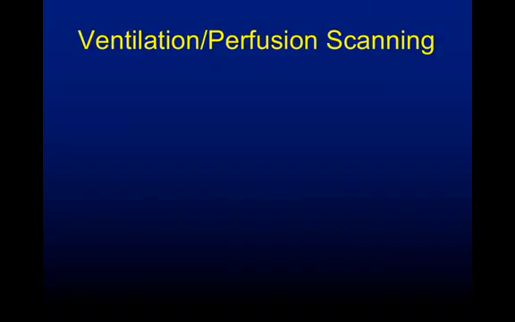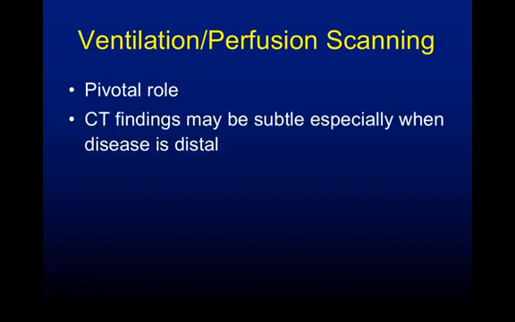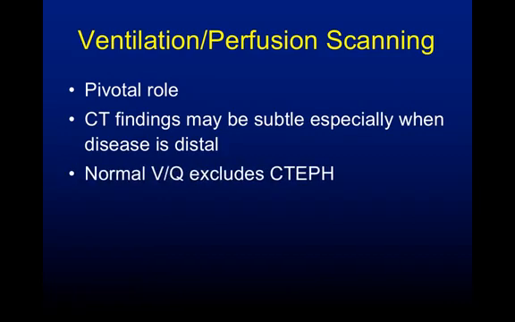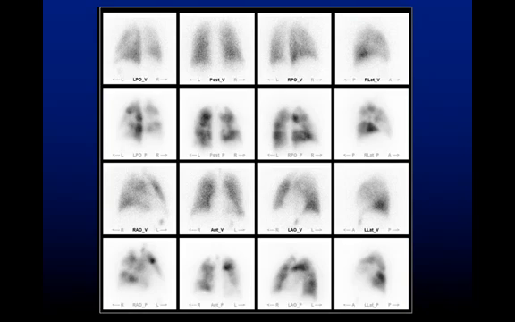Now, it's important to know the role of ventilation perfusion scanning in patients with CTEPH. It really plays a pivotal role. The CT findings can be very subtle in patients, especially when the disease is very distal. And so a ventilation perfusion scan should be performed in all patients suspected of CTEPH because a normal VQ really excludes the presence of this disease. And these are the typical findings that you're looking for on VQ scanning. You see multiple mismatched perfusion defects and a normal ventilation scan.